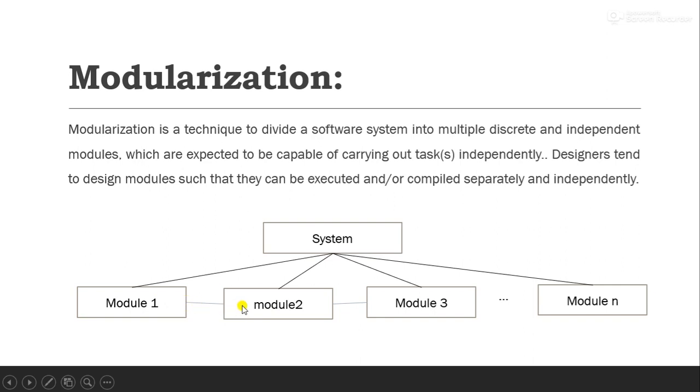In this modularization, the interactions between two modules need to be as minimal as possible. The interaction between two modules is known as coupling. So in any software system, the coupling between two modules needs to be as low as possible.